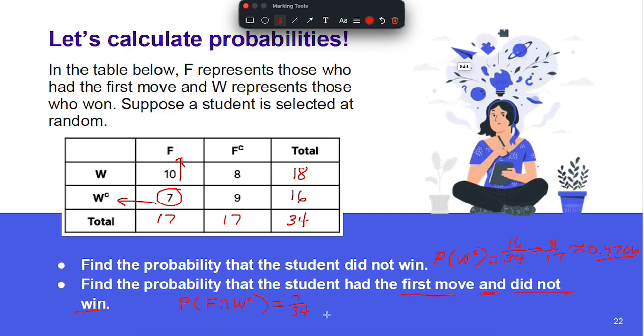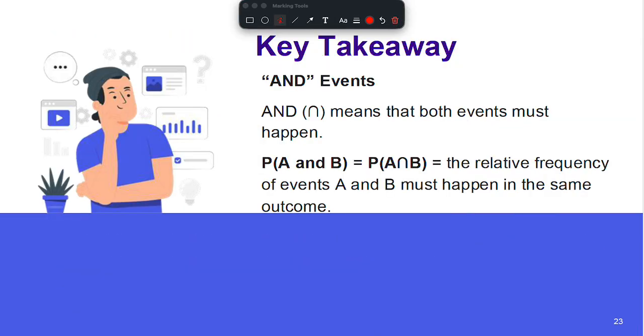Okay, and that's one thing I like about contingency tables. To me, it helps to find these kinds of probabilities. And if I do 7 divided by 34 to get a decimal, the probability there is rounded to 4 decimal places. So it really depends on what the question's asking. Okay, very good. Let's move on to the next slide here.